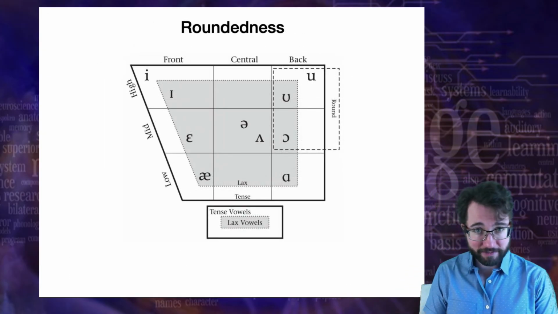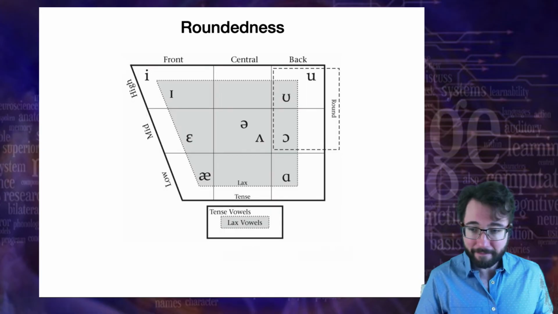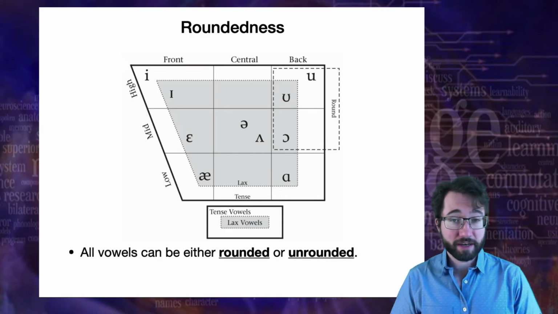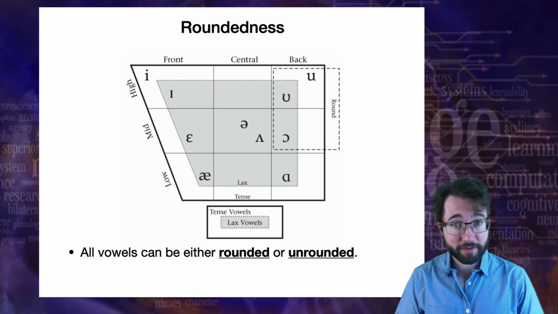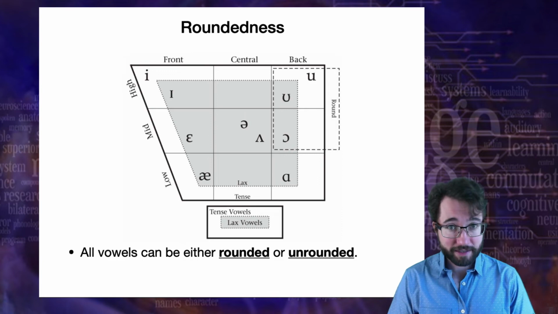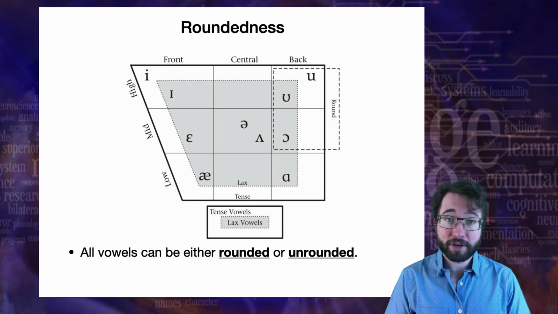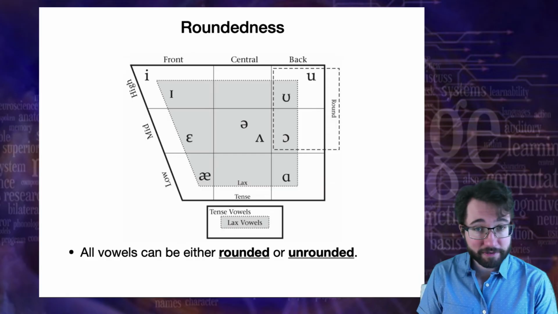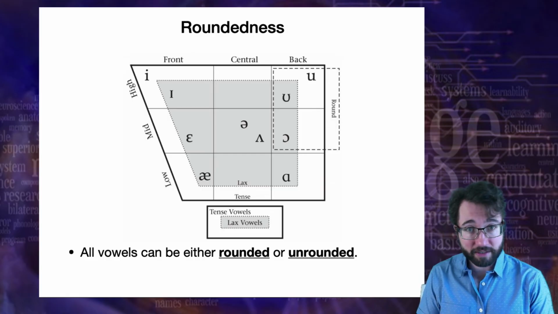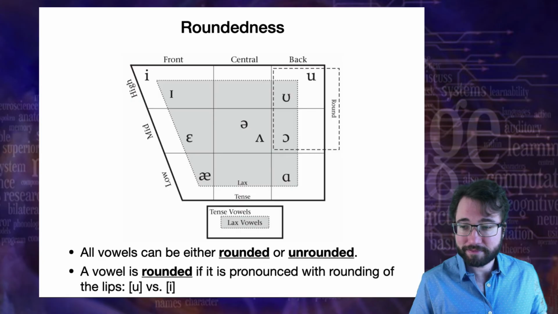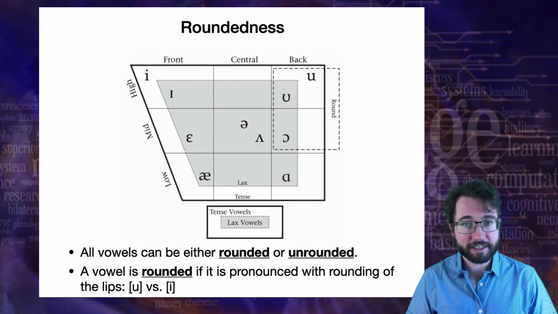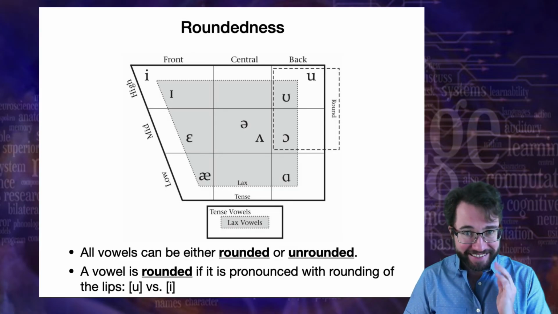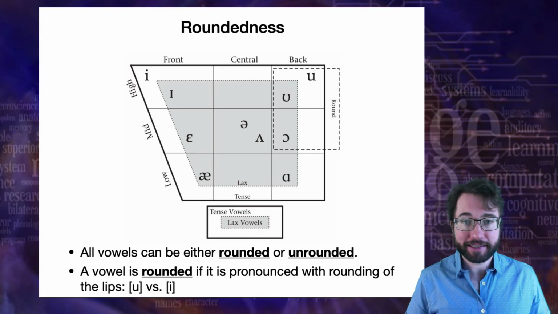Now this roundedness feature is interesting. All vowels can be rounded or unrounded. We saw that in English, it's the high back vowels and the mid back vowels that are rounded, and the rest of them are unrounded. But in other languages, all of these different vowels might be either rounded or unrounded. A vowel is rounded if it's pronounced with rounding of the lips. So U versus E, U versus E. U has the lip rounding, E does not. Your mouth is spread out when you say E.